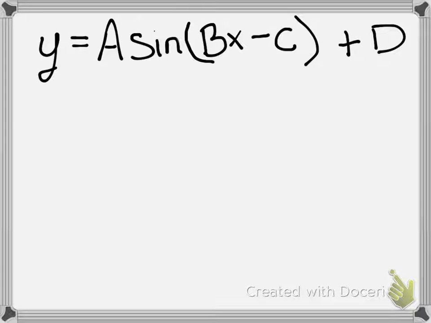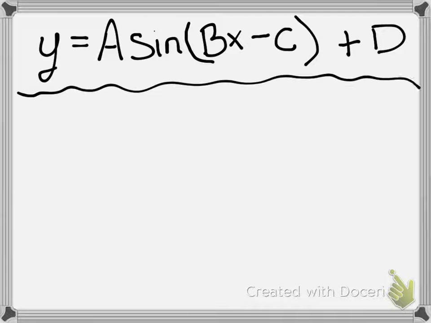Now, some of your problems will have all 4 of these. Some of them only have 1 or 2, any combination. So you really need to look at each part and decide what is happening. Now, each of these new variables, A, B, C, D, mean something different.